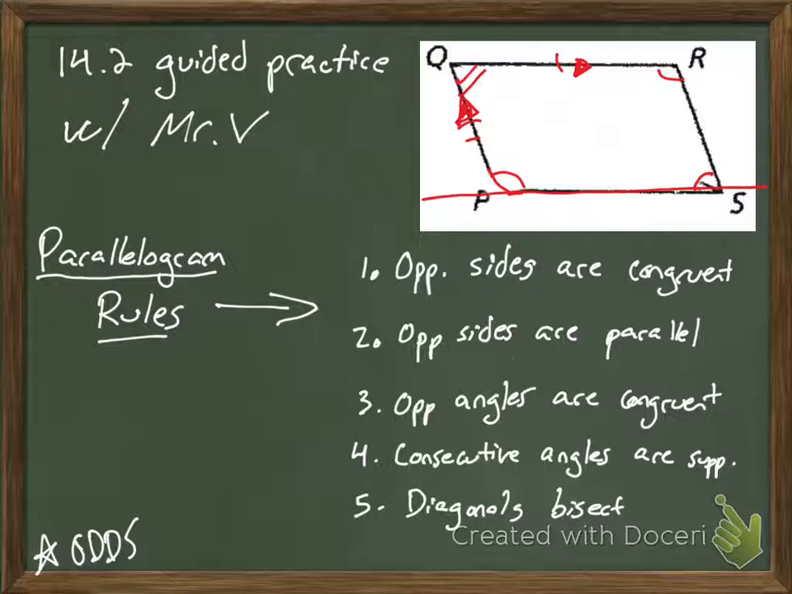And then finally, the diagonals, the one that goes from P to R, they bisect it. So that cuts R in half and cuts P in half. So if angle R right here would be, say, equal to 100, that means this would be 50 and this would be 50. Okay? So those are the parallelogram rules that we need to abide by.